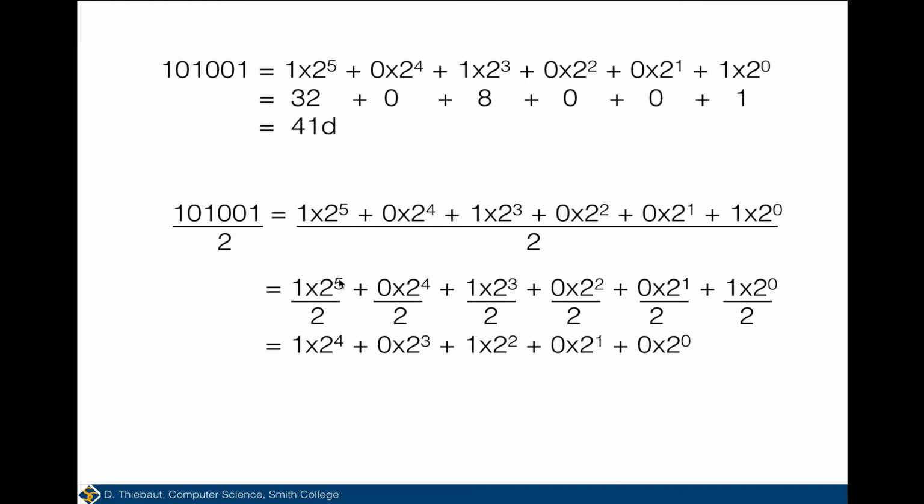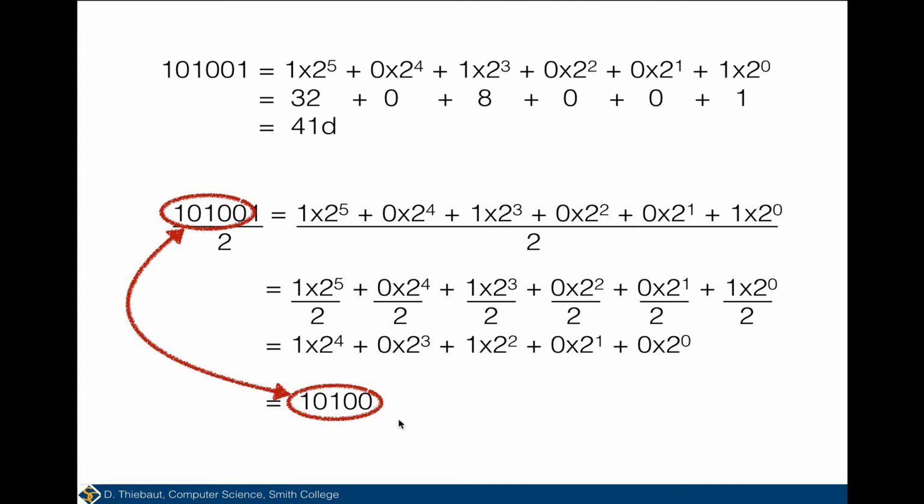So the 2 to the 5th becomes 2 to the 4th, 2 to the 4th becomes 2 to the 3rd, and 2 to the 2 becomes 2 to the 1, 2 to the 1 becomes 2 to the 0, and this becomes a fractional number, so I'm only looking at the integer division, so this term disappears. It's less than 1. And if it's less than 1, I'm not considering it. I'm only looking at the integer result. So this is what I get. And in binary, that number is 10100.